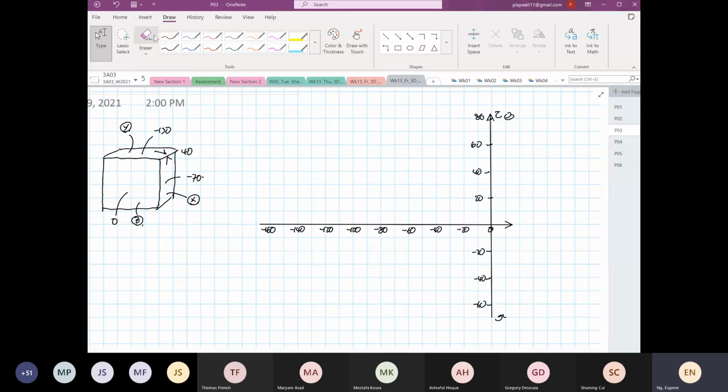So my 3 points that we know, this is our point Z, right? And then we have our minus 130, different color. And then we have our minus 70. Then we have our 40. And then we have the other 40.